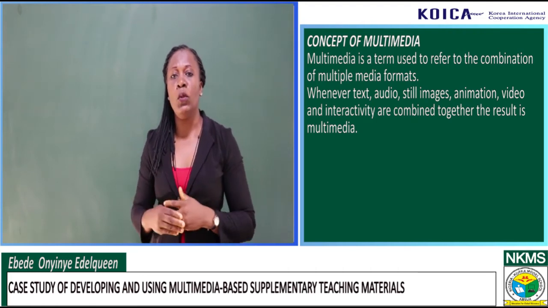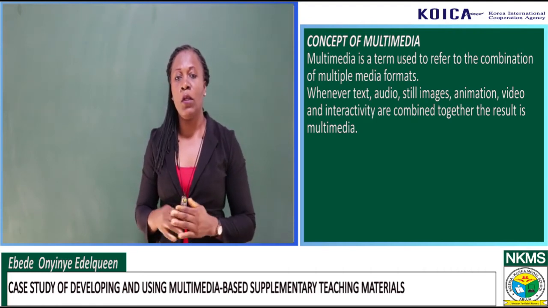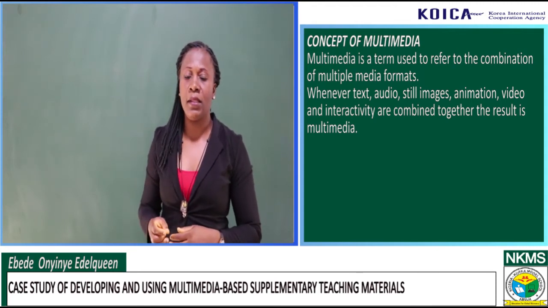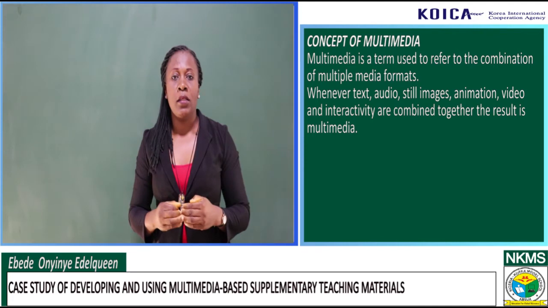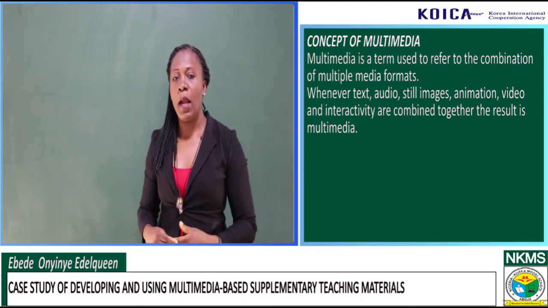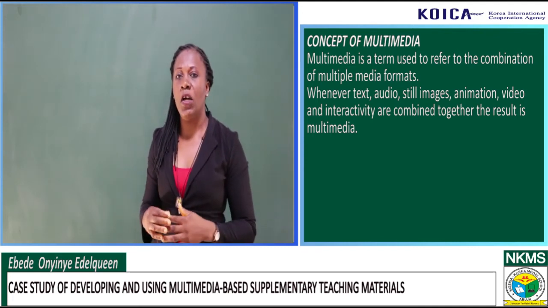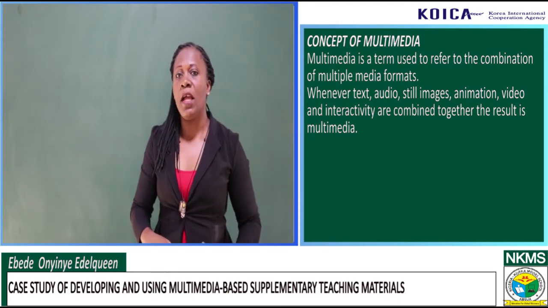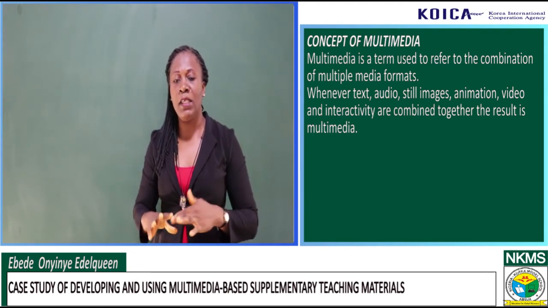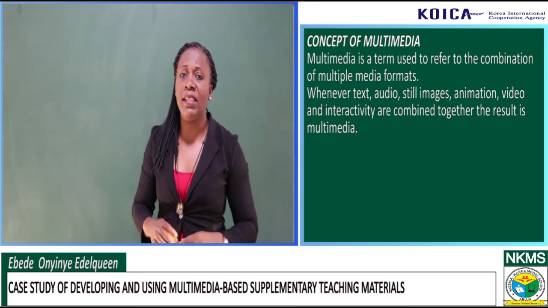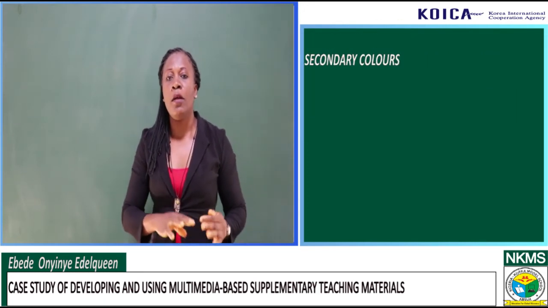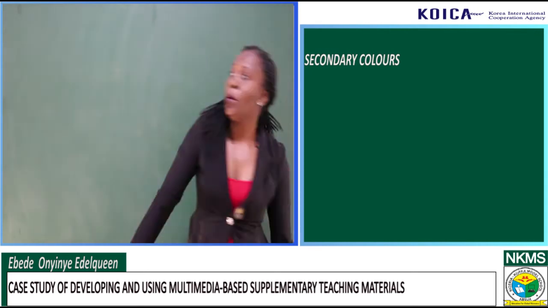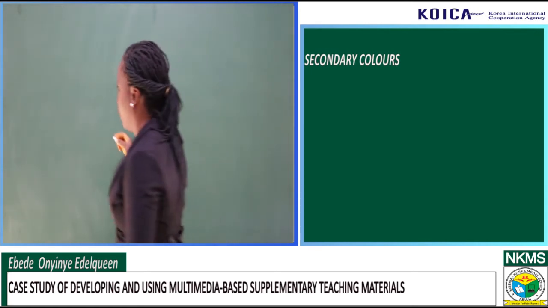And I'm going to use primary 1. I'm going to select my topic from basic science. Then my class is primary 1. I'm going to teach them secondary colors using my supplementary materials. As I'm teaching, I will record. Then after teaching them, I'll keep the video for the time that I'll teach them in the class. My topic is secondary colors.